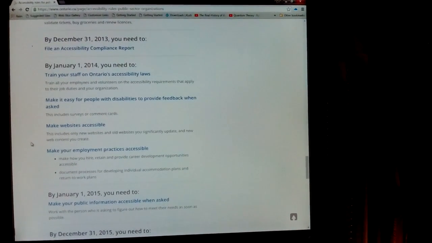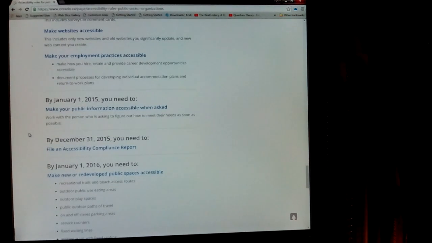Make it easy for people with disabilities to provide feedback when asked. This includes surveys or comment cards. Make websites accessible. This includes only new websites and all websites you significantly update and new web content you create. Make your employment practices accessible. Make how you hire, retain, and provide career development opportunities accessible. Document processes for developing individual accommodation plans and return to work plans. By January 1st, 2015, you need to make your public information accessible when asked. Work with the person who is asking to figure out how to meet their needs as soon as possible.